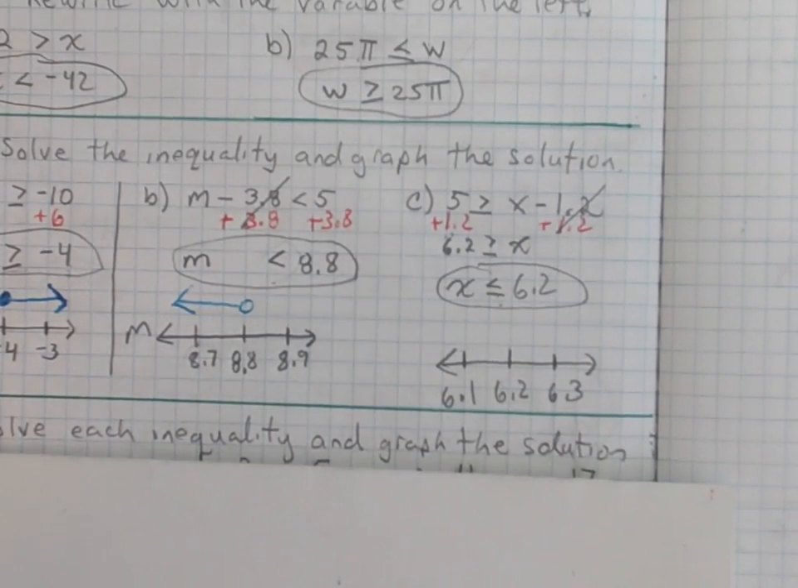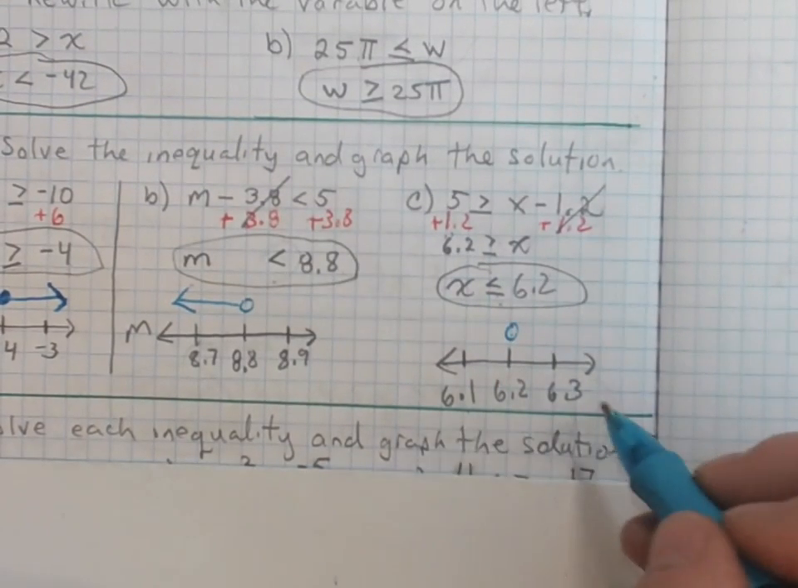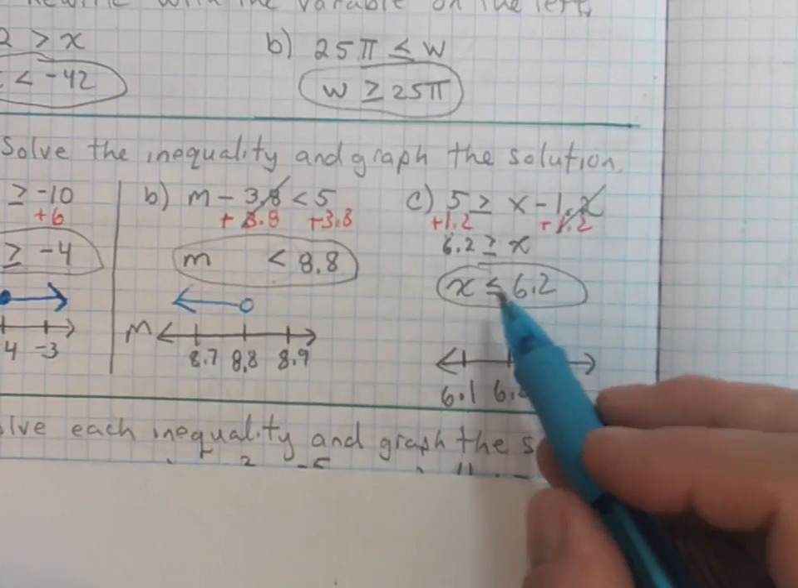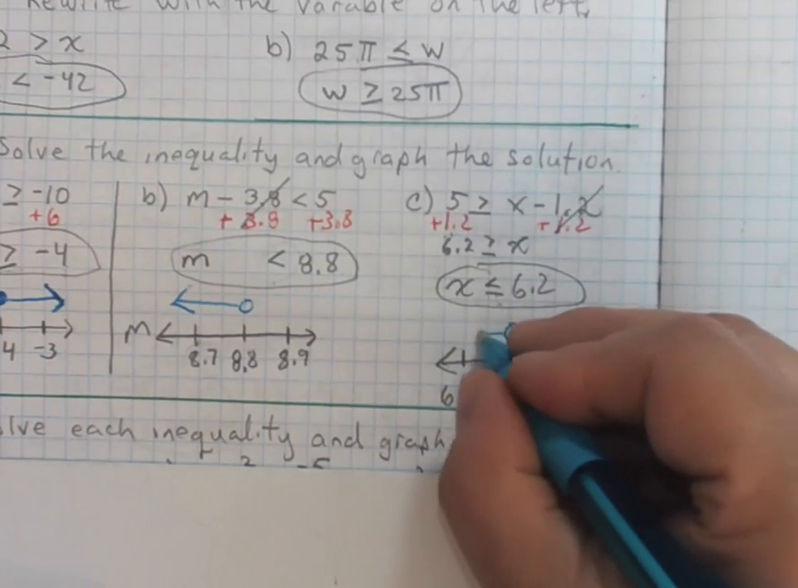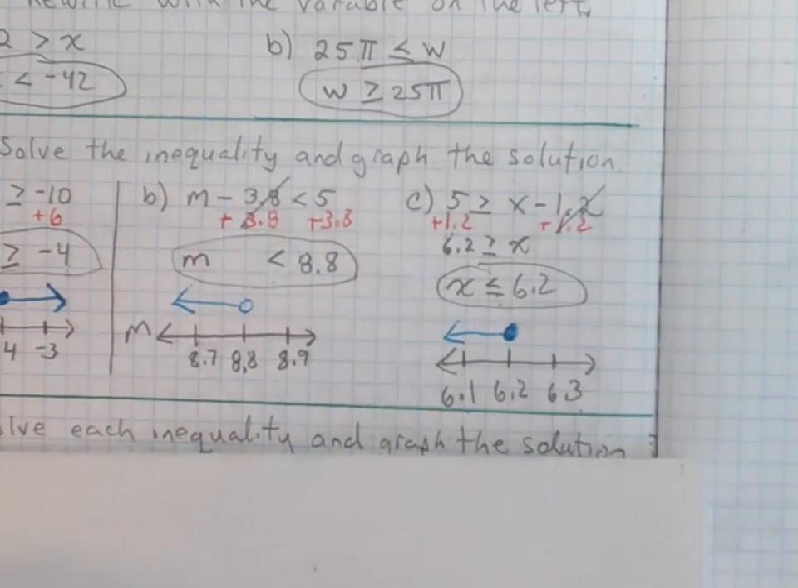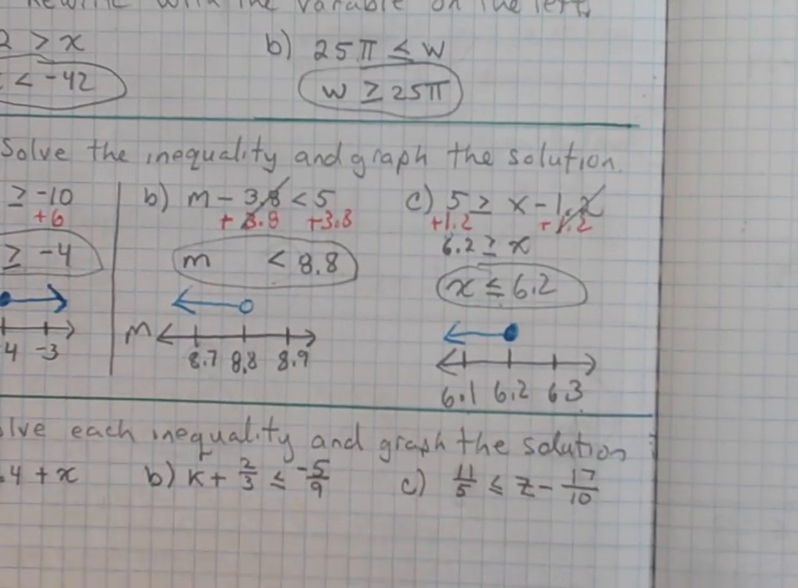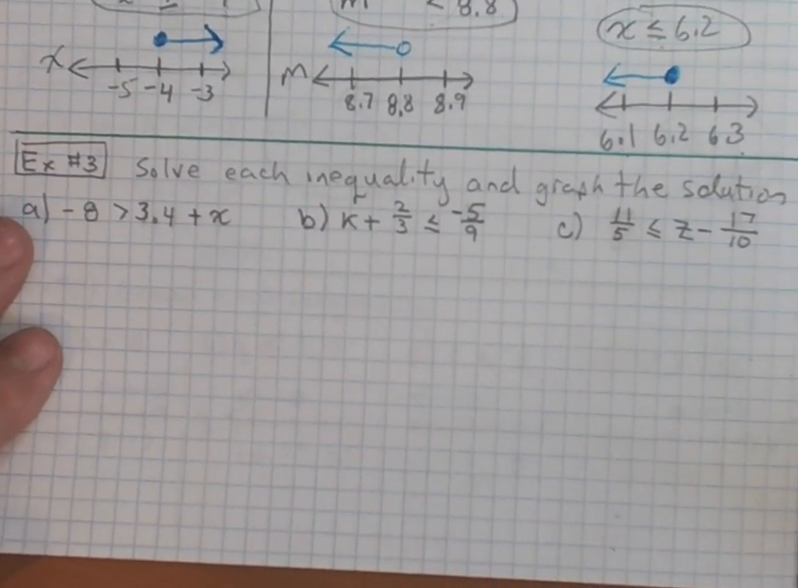Okay, circle on 6.2. Okay, 6.1 is less than 6.2, 6.3 is more than, and I want less than. So we're going this way. Equal bar means I need to have that circle filled in. Got it. All right.